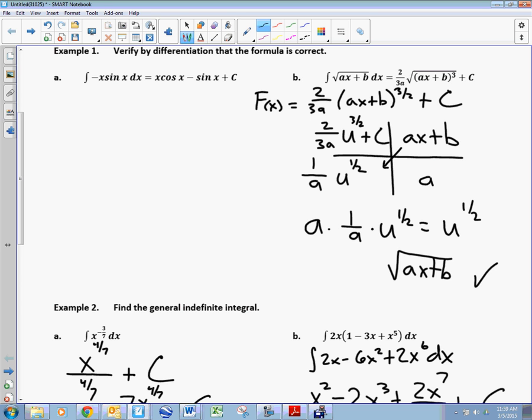Because the derivative of sine is positive cosine. The derivative of sine is positive cosine. The antiderivative of sine is negative cosine. Okay? All right?